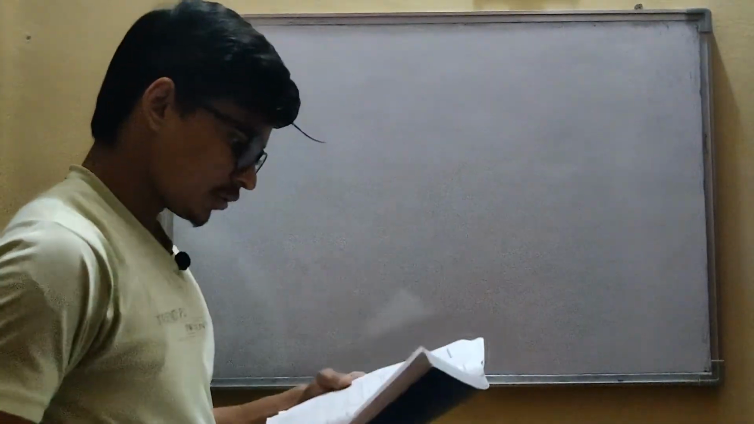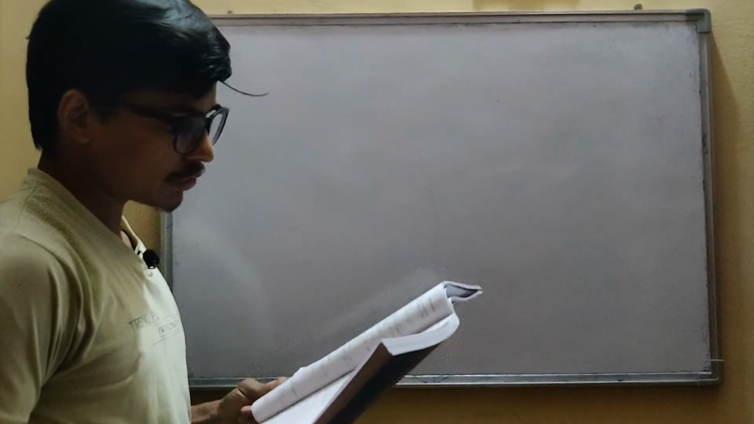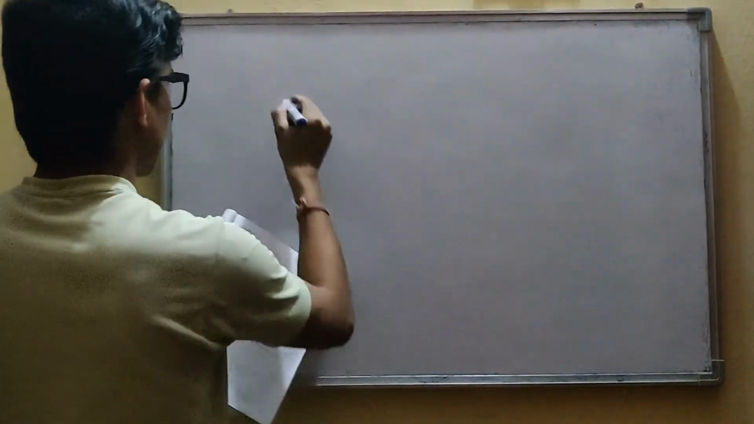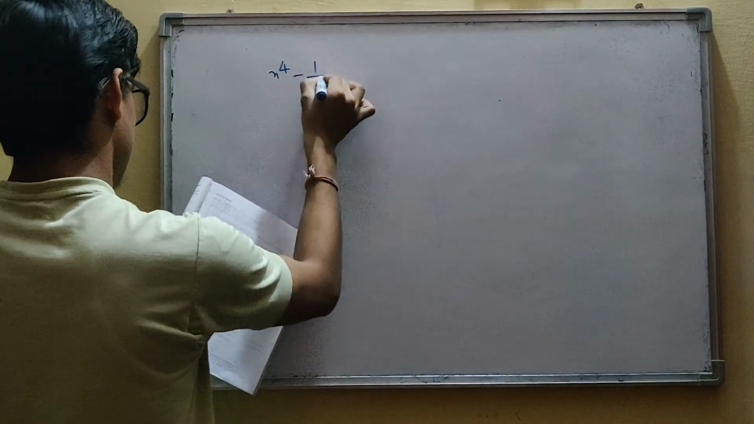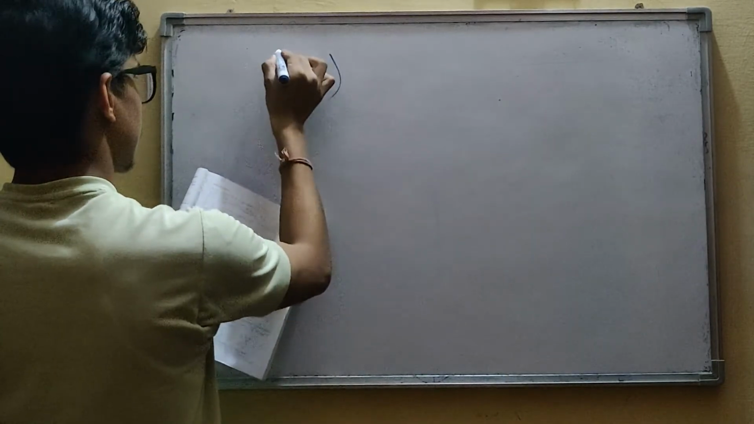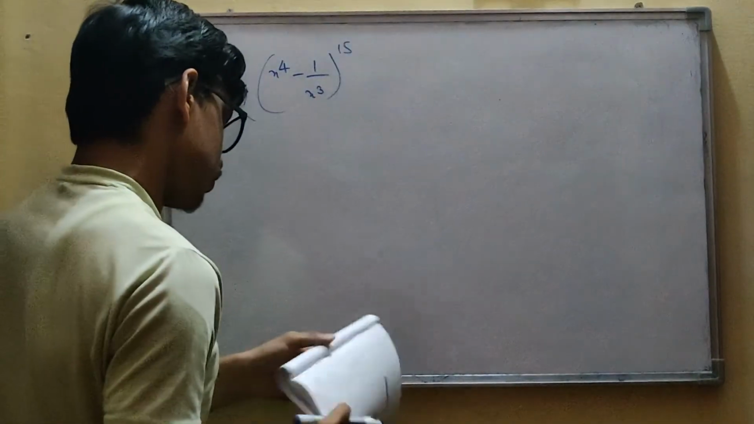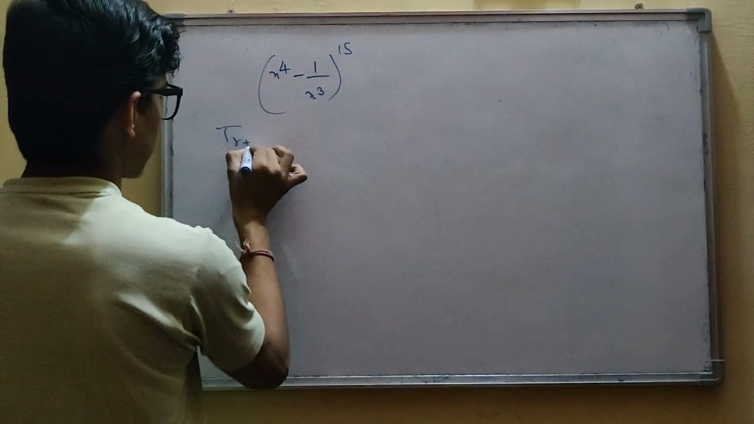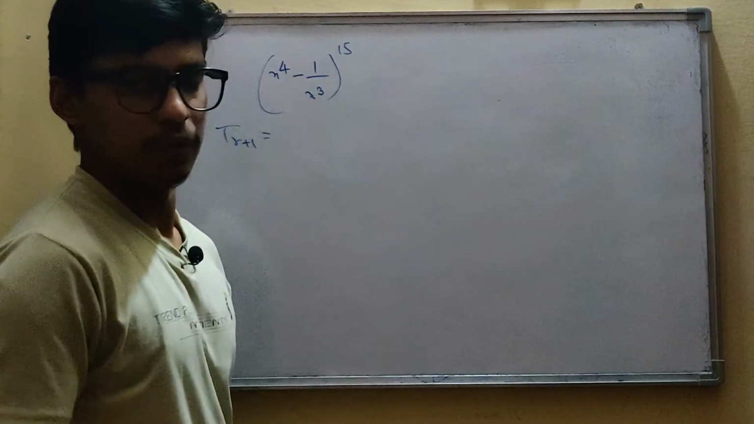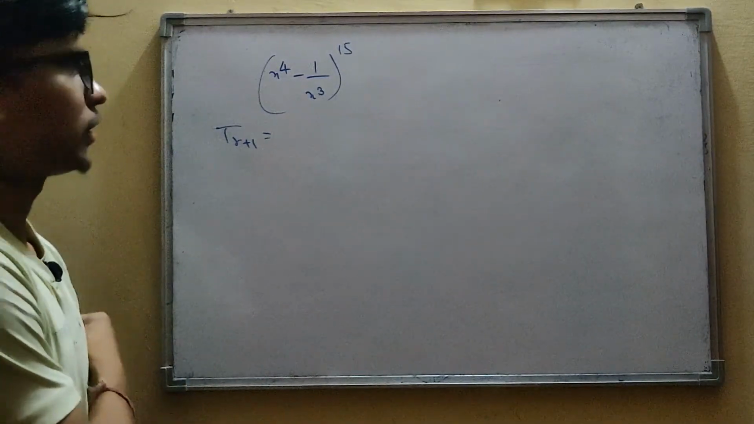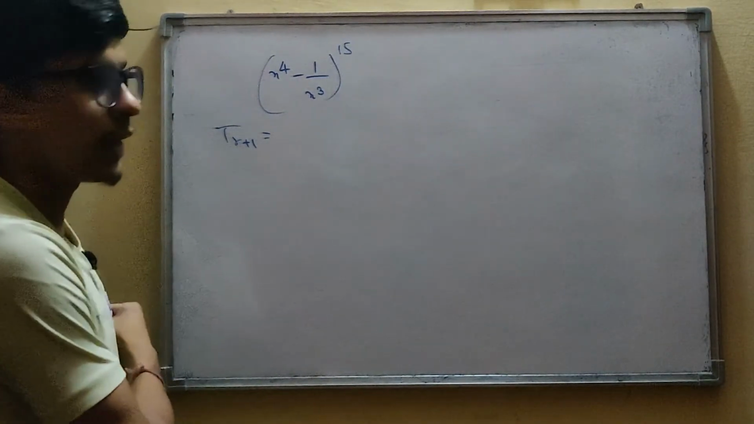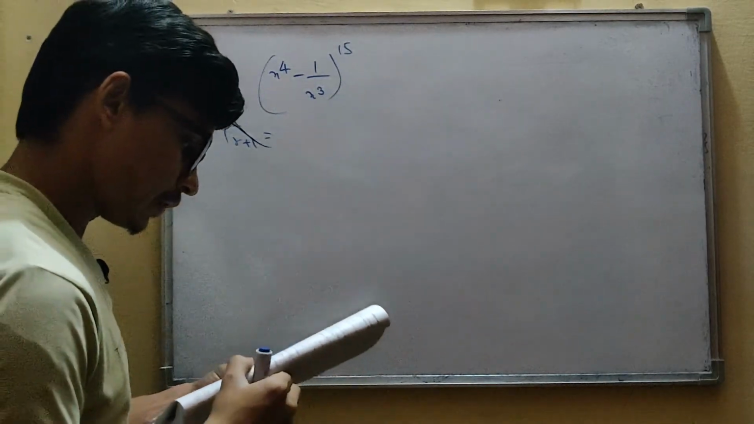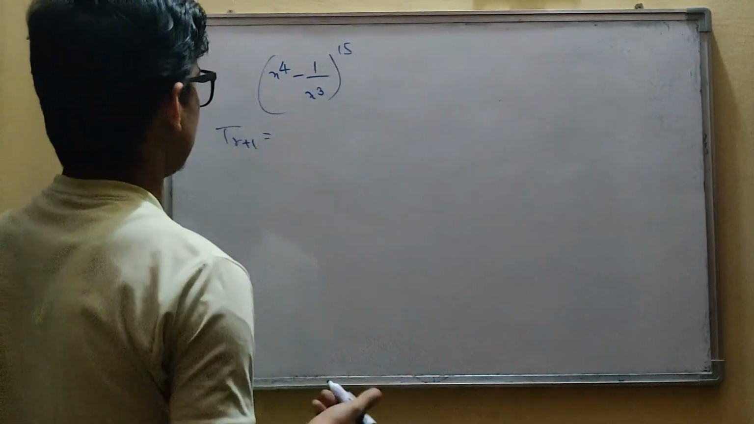So the next question is question number 11. So the coefficient of x to the power 32 in the expansion of this, right? So in the expansion of (x to the power 4 minus 1 upon x cube) to the power 15, you are supposed to find the coefficient of x to the power 32. So let's say T(r plus 1) is the term which will contain x to the power 32, and so we will get the coefficient, right?